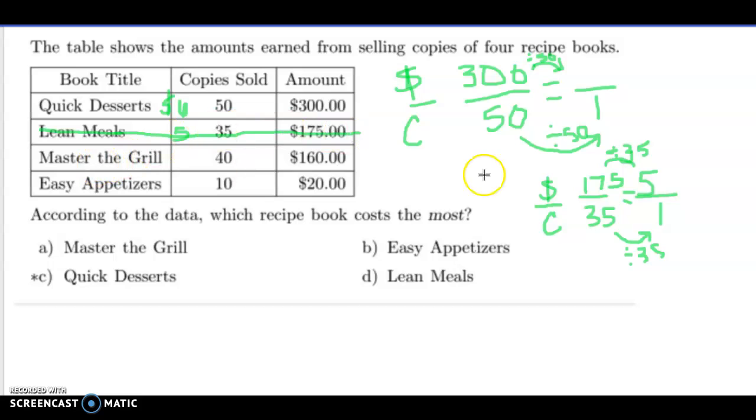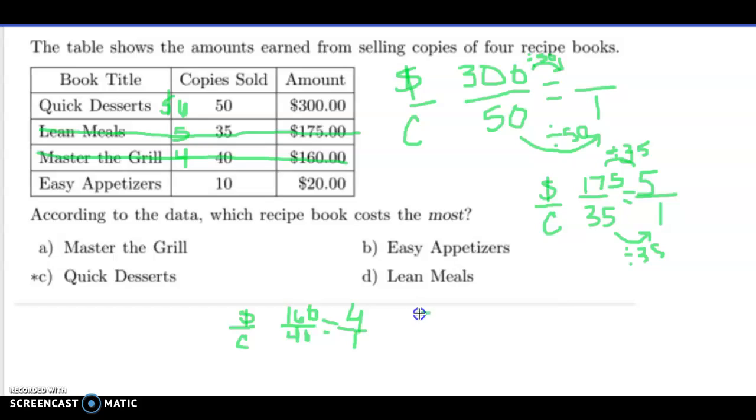So now let's go ahead and look at Master the Grill. Master the Grill, same thing. It's money to copies. And I'm making $160 for 40 copies. Now you're realizing up to this point that I'm just going to go ahead and divide the top and the bottom by 40. So if you take your calculator and take 160 divided by 40, you're going to get $4 a copy. Beautiful. This one's cheap, cheaper than $6. So this cannot be my answer because I'm looking for the most expensive.